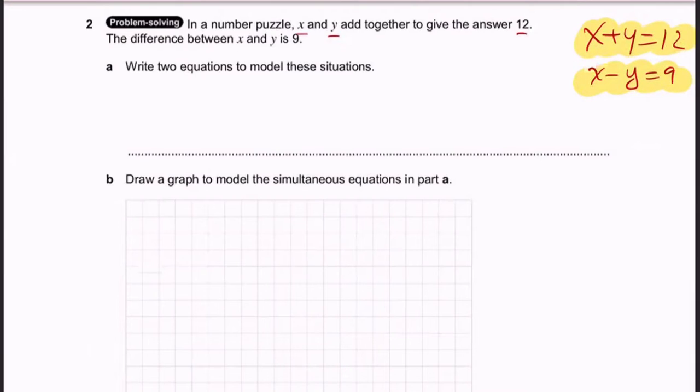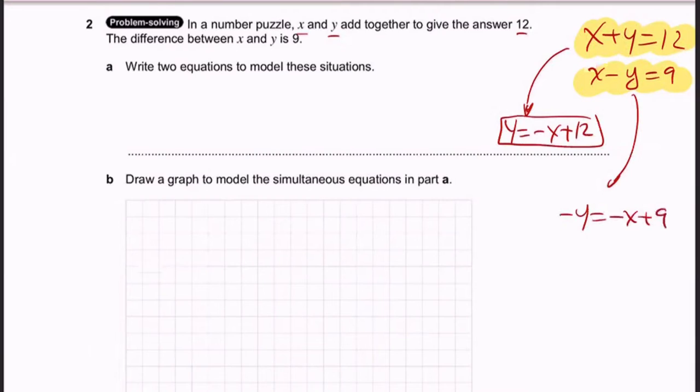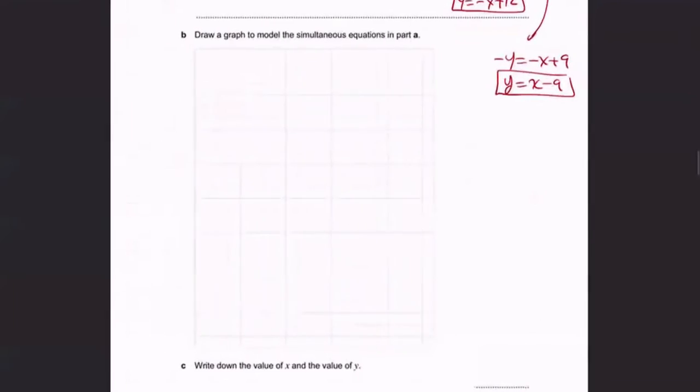Okay? Now, draw a graph to model these simultaneous equations in part A. So now, first of all, let us write them in the form y equals mx plus c. So this one will be shift the x, y equals -x plus 12. This is the first line. Then shift the x, it will be -y equals -x plus 9, divide by -1, which is y equals x minus 9. So this is the second line. Here, you have to draw the axes firstly. So this is the y-axis, and this is the x-axis.